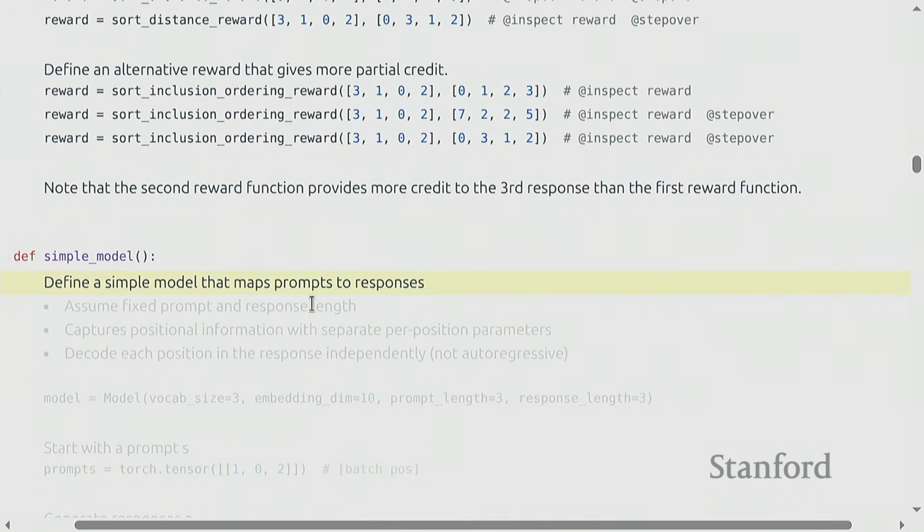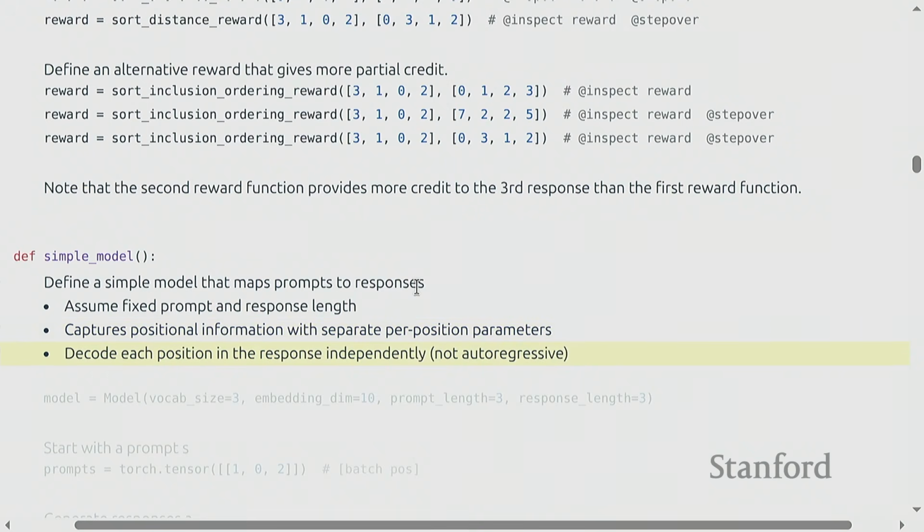We're going to define a really simple model. We're going to assume the prompt and the response are of fixed length and the same length. When I was trying to iterate on examples, there was one where I was doing some sort of dynamic thing, and it was just annoying to do, so I simplified it. I'm going to try to capture positional information with separate per-position parameters, because obviously position is the name of the game here. Position matters for sorting.